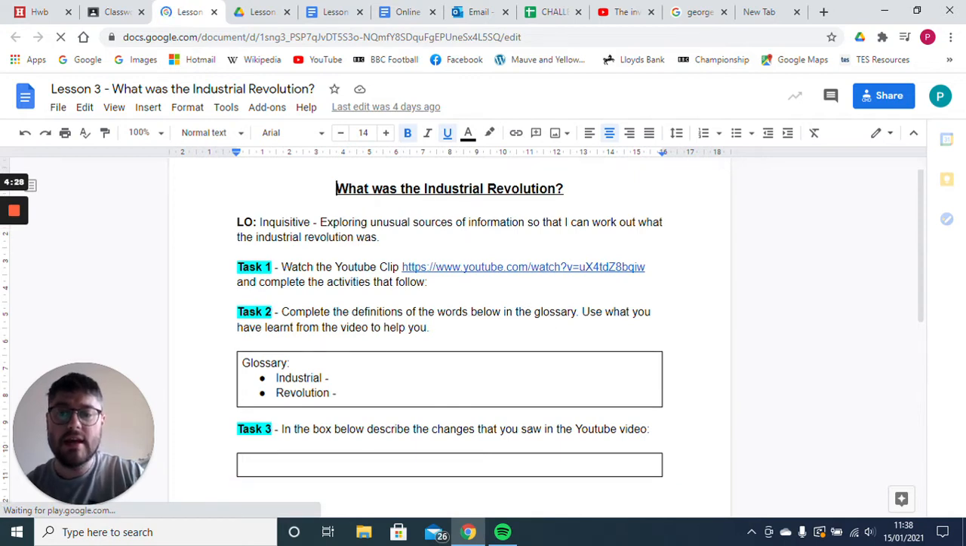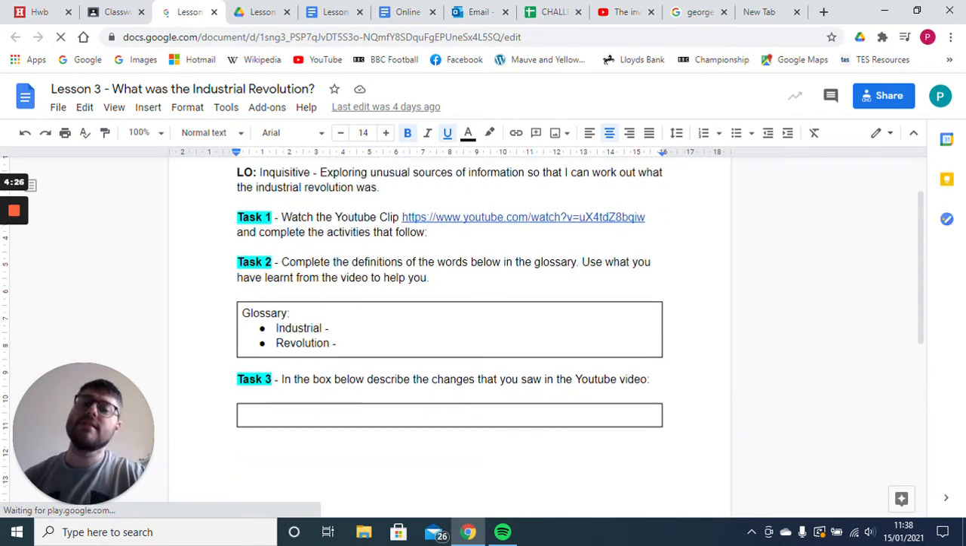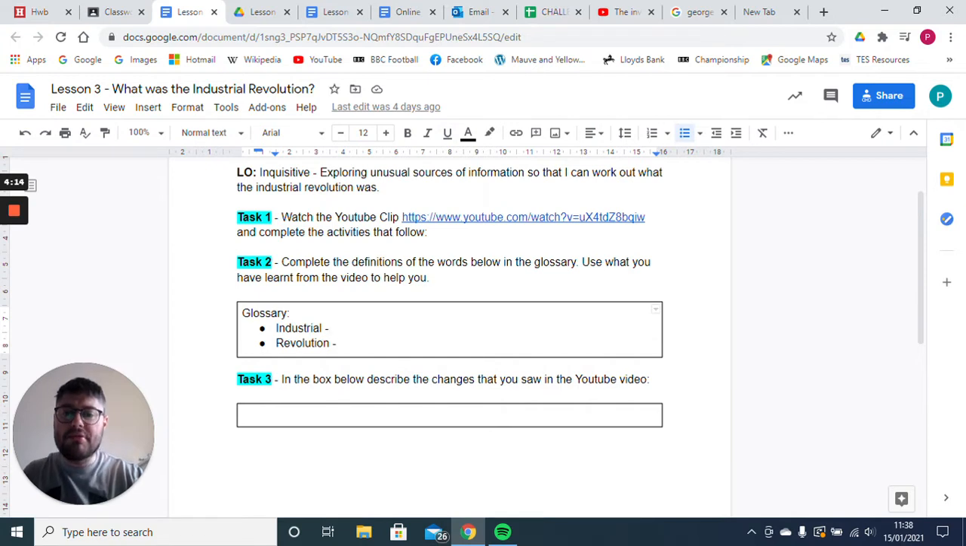Now, usually I give you a glossary at the start of the lesson and tell you the meanings of the words, but in this case, just to make sure you got them correct, I handed this task over to you. So industrial: think about anything to do with factories and manufacturing. You're looking at a time in history when, before this time, pretty much everyone, unless you were really rich, worked on the land.